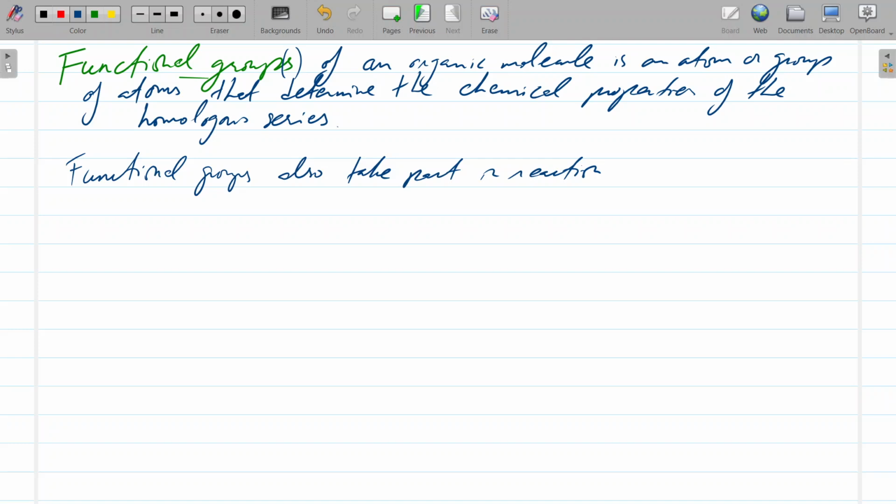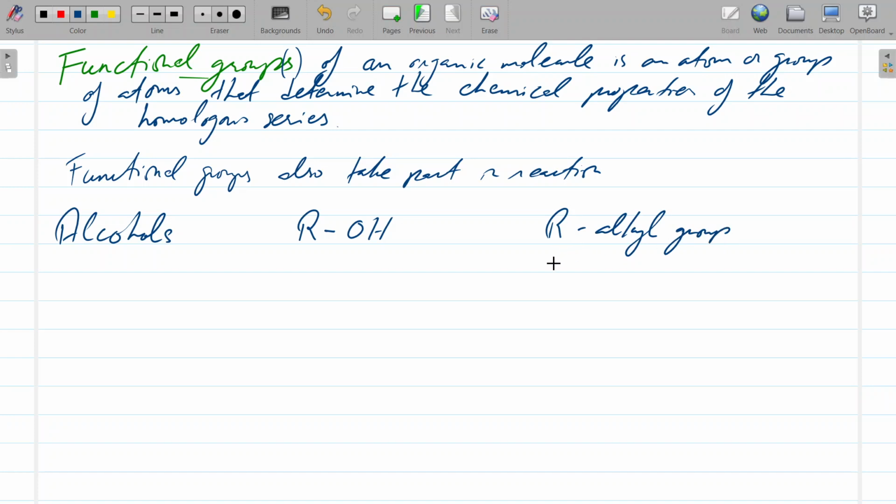So some homologous series with their functional groups are, we've got alcohols. That is a homologous series and they are represented as ROH. What's the R? The R basically represents the alkyl group. What is the alkyl group? The alkyl group is basically the hydrocarbon chain.